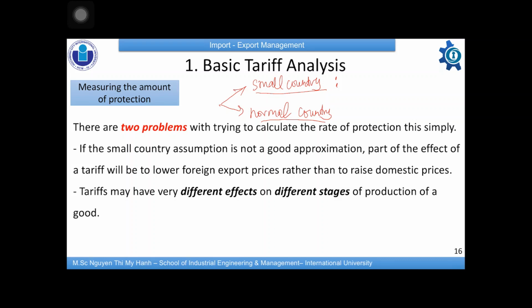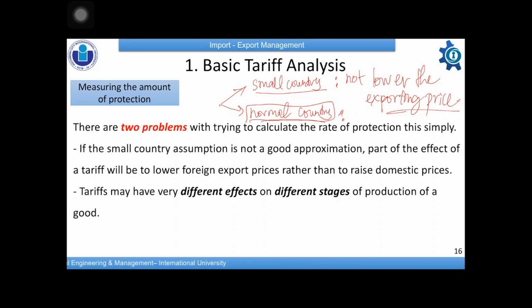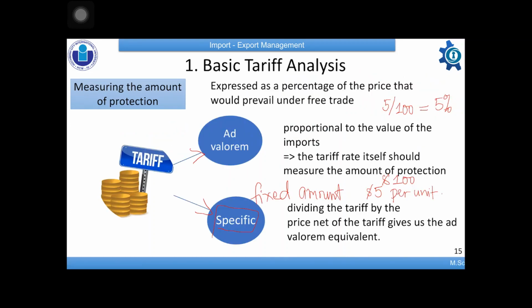In the small country, the imported quantity is not large enough to affect the world price. So the small country doesn't have the power to bargain, and they will not lower the exporting price. We already learned it in the last lessons. But in the normal country, when they have a tariff, the price in the importing country will increase and the price in the exporting country will decrease until the gap between them is equal to T.